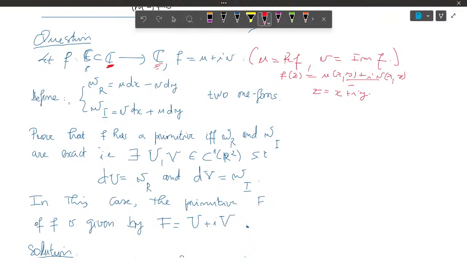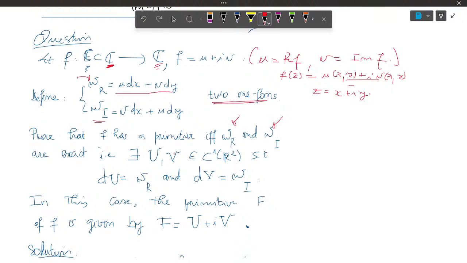So if you define omega R to be this one form, u dx minus v dy, and you define omega I to be this one form, v dx plus u dy, we have two one forms. Then the question asks us to prove that f has a primitive if and only if these two one forms, omega R and omega I, are exact.